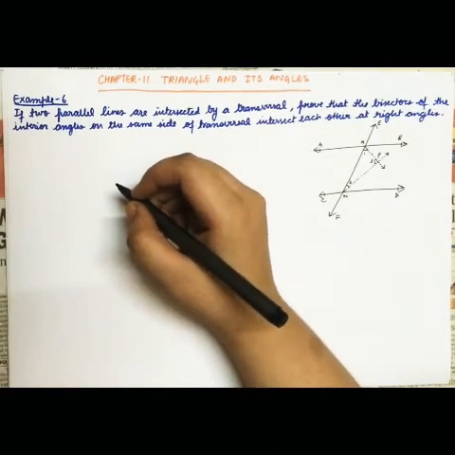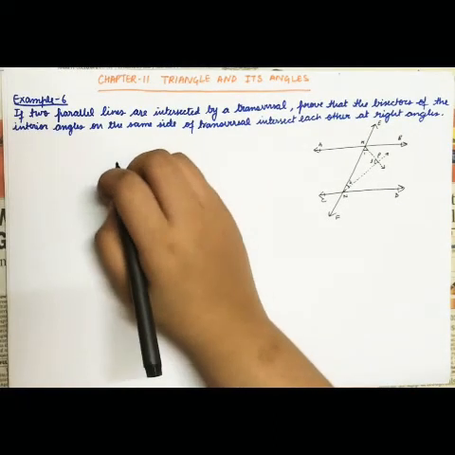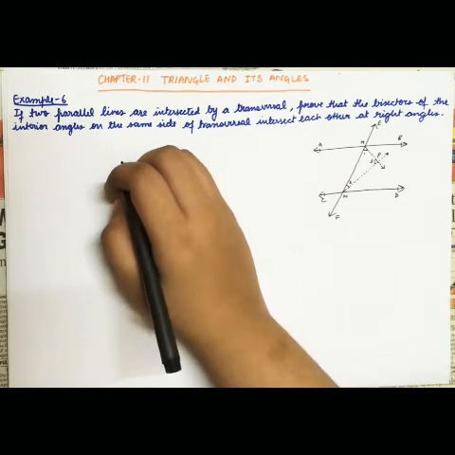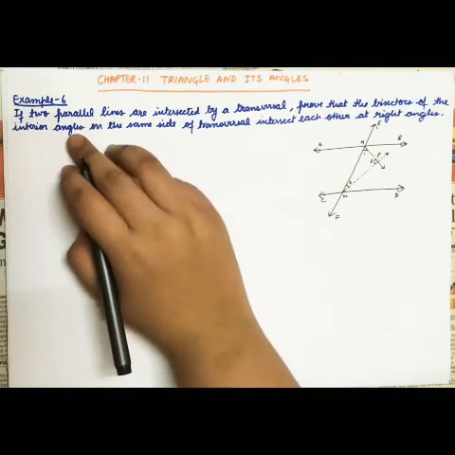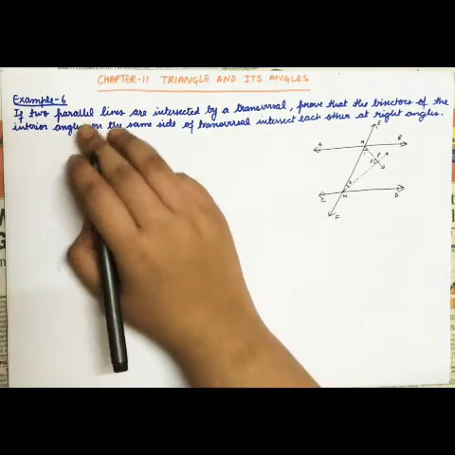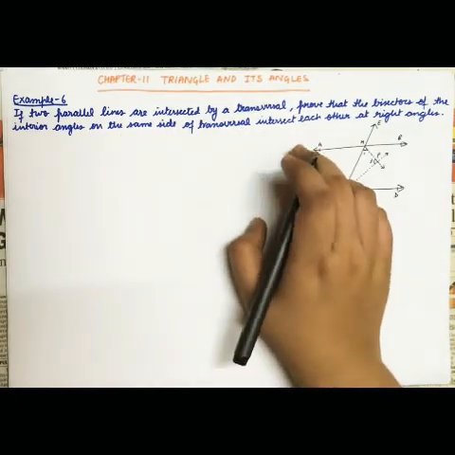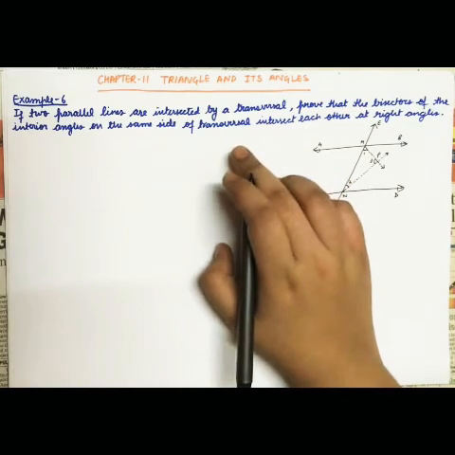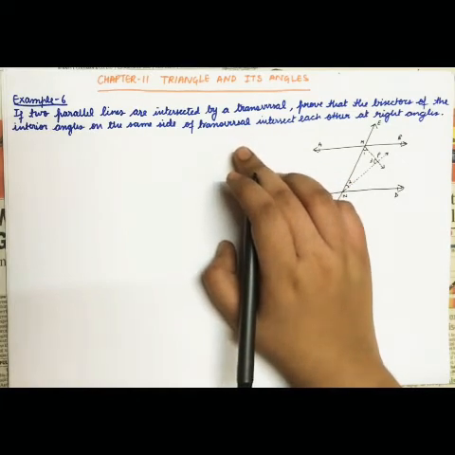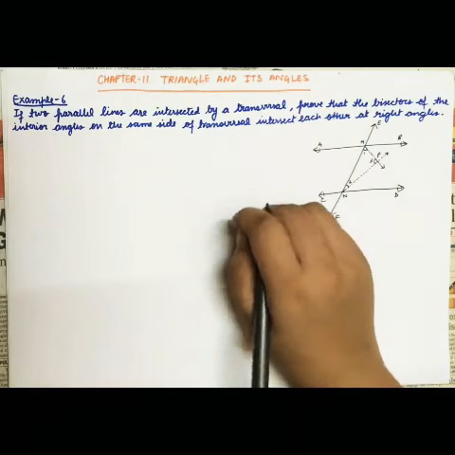Hello everyone, today we will start chapter 11, Triangles and its Angles, from R.D. Sharma. We will start with example 6. It says if two parallel lines are intersected by a transversal, prove that the bisectors of interior angles on the same side of the transversal intersect each other at right angles.